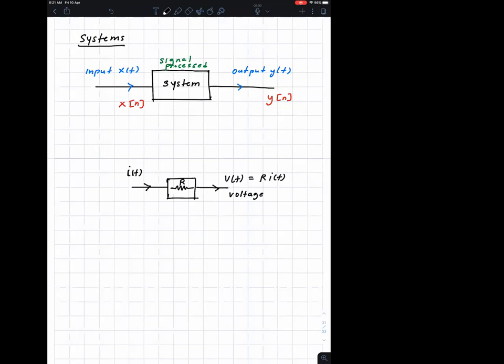Also an inductor maybe. An inductor. Input, current, output, inductance multiplied by di/dt. So these are some examples of systems.